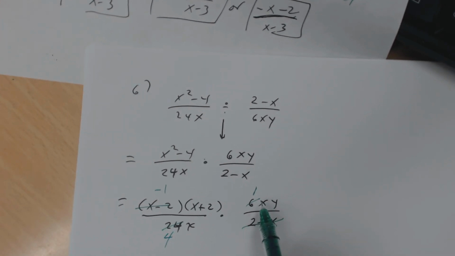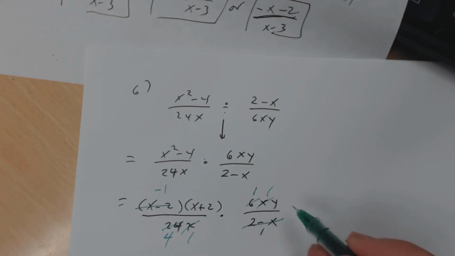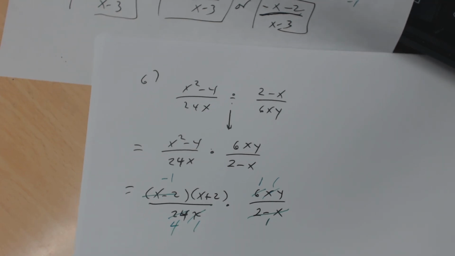My next factor is an x. I have an x right here, so those divide out. My next factor is a y. I don't have a y occurring as a factor anywhere down there. So therefore my answer is going to be negative 1 times 1 times 1, which is negative 1, multiplied by x plus 2 over 4 times 1 times 1, which is 4, right here.